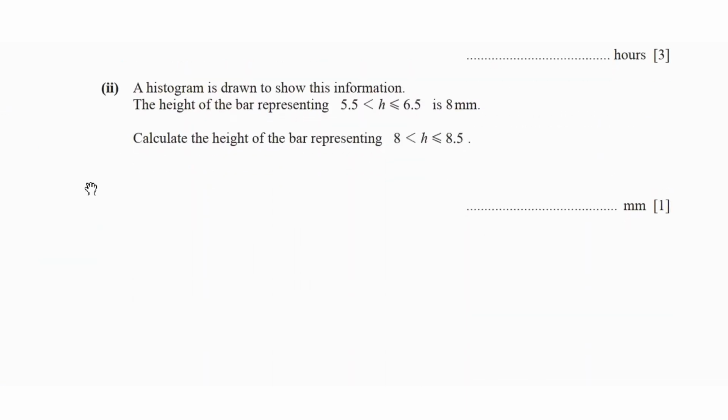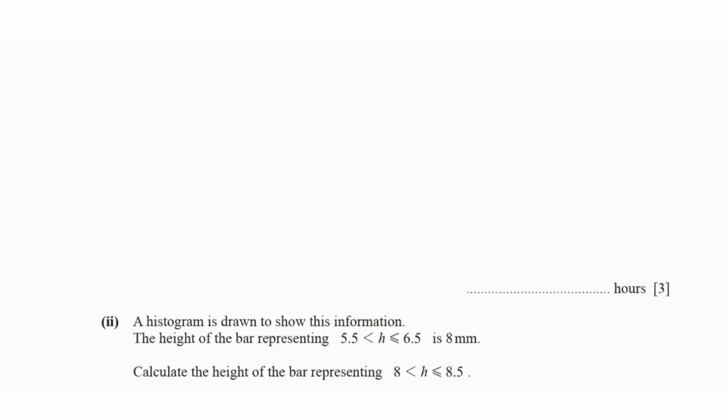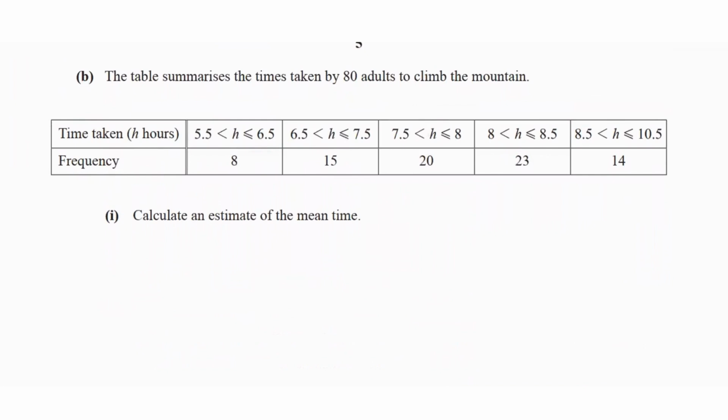Then it says a histogram is drawn to show this information. The height of the bar representing 5.5 to 6.5 is 8 millimeters. Calculate the height of the bar representing 8 to 8.5. So for 5.5 to 6.5, it's 8 millimeters, and we have to find the height for 8 to 8.5. So let's highlight this first. Eight millimeters for this. So we have to find the height for this interval.